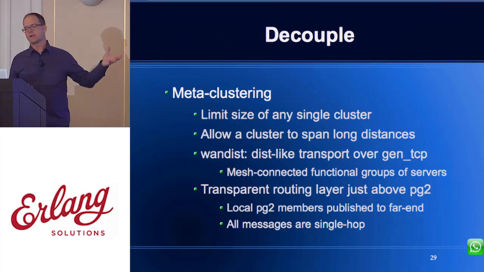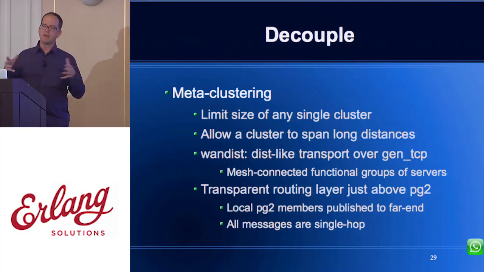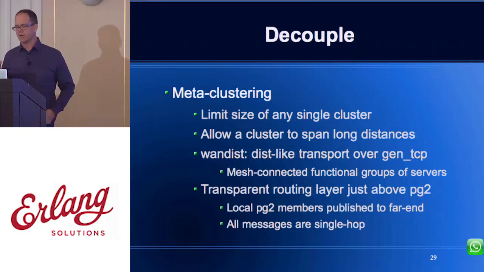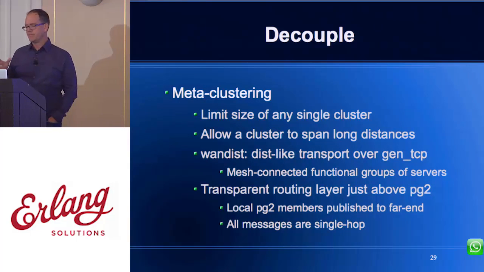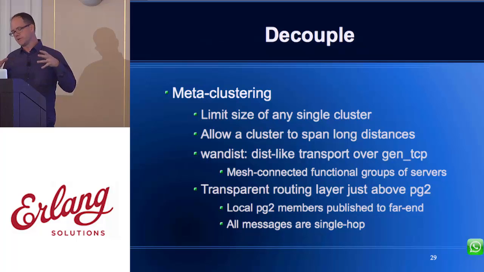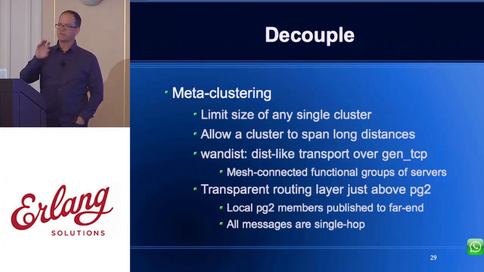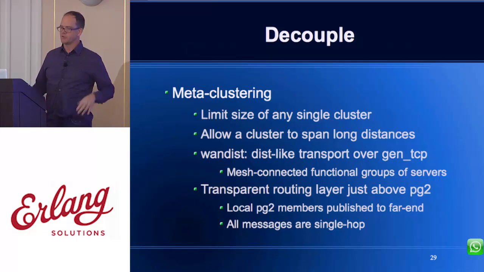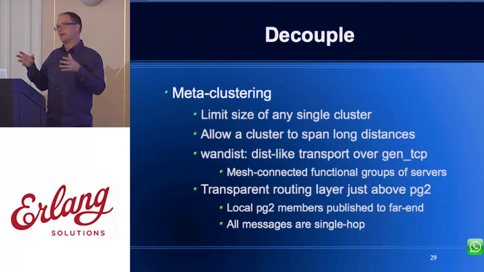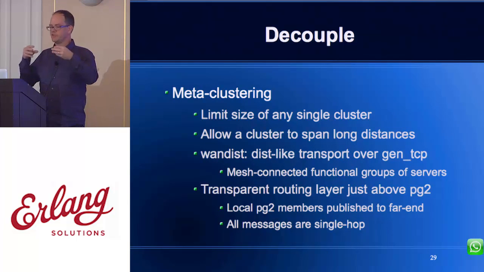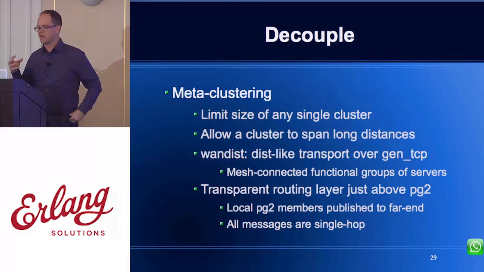You see the size of our cluster, and it's getting a little bit large. I mean, we're not running into too many problems, but we needed a way to contain the size of the cluster and also allow it to span long distances. So I built this dist-like transport over gen_tcp, which basically runs like dist, only instead of connecting all nodes, the mesh is just between the nodes that need to talk to each other.